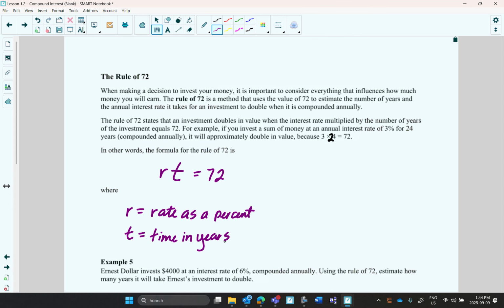So if we go back to that previous example, we said 12 years, right? What was the interest rate? 6%. 12 times 6, 72. So it works. It's not going to be perfectly double, but it's pretty close.